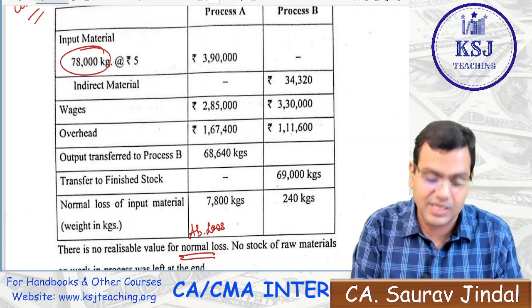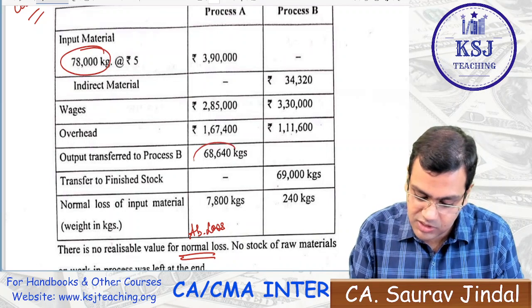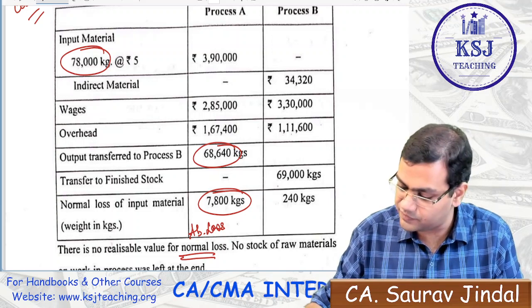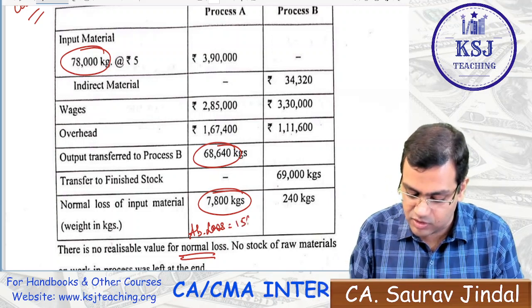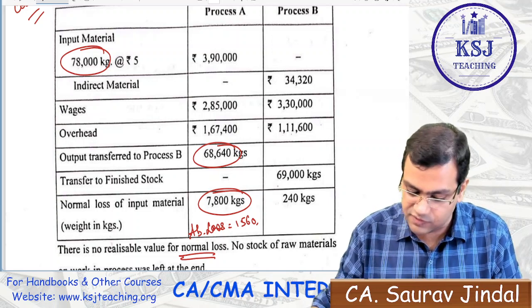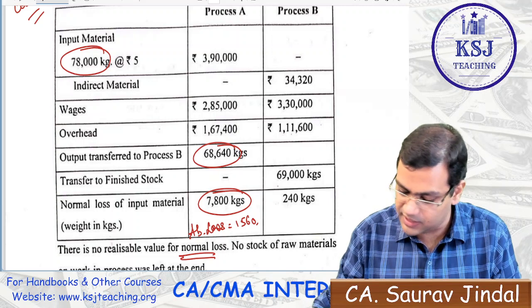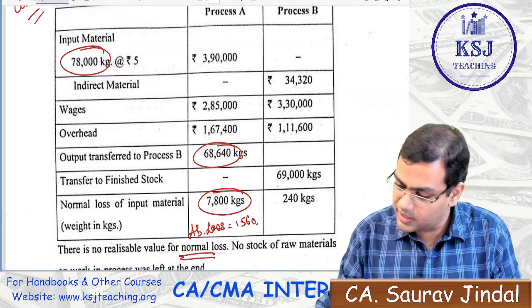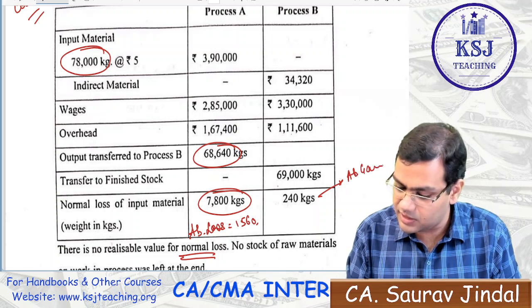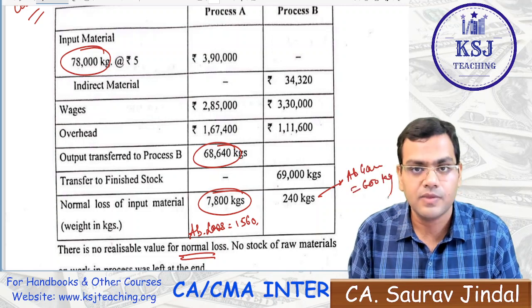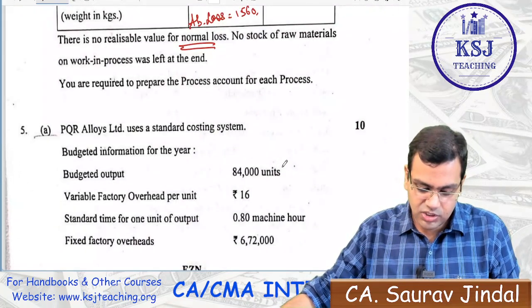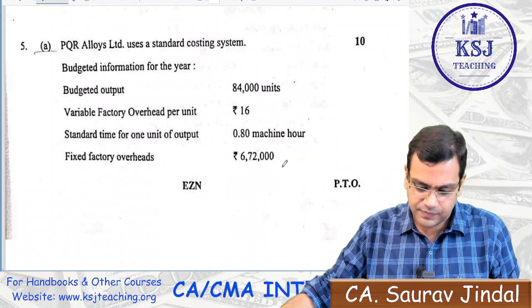Because 78,000 kg you have as input, this much you have transferred. This is your normal loss. Minus 68,640, 1560 would have been abnormal loss here. And in case of process B, 68,640 minus 240, then here you have abnormal gain. In this case, you have an abnormal gain of 600 kgs, right? Whether it is correct or not, you people can tell me in the comment section. Rest of the things were easy, right?